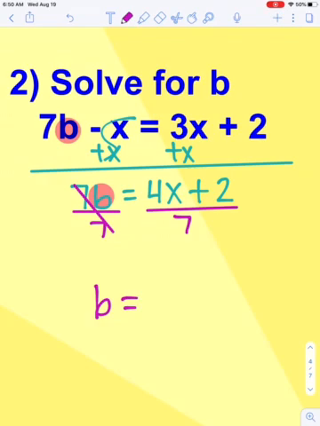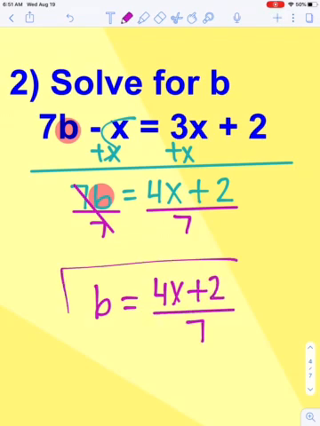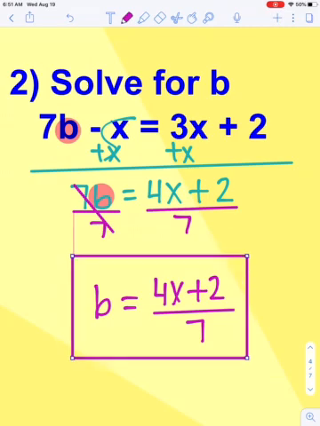When I'm looking at what my answer is going to be, I do not see a negative on the bottom, and it looks fine as far as simplification, so that's just going to be it. It's just going to be that whole 4x plus 2 all over 7. And then you're done.